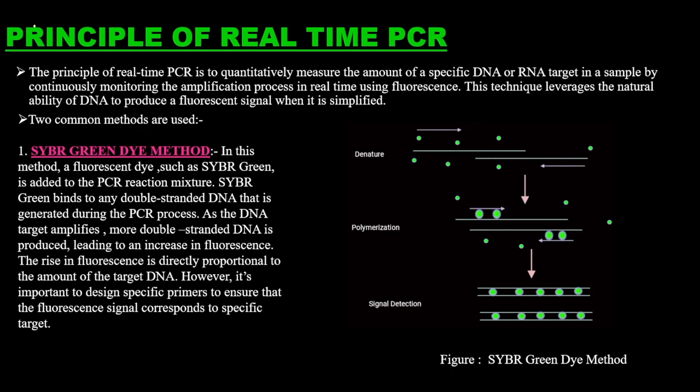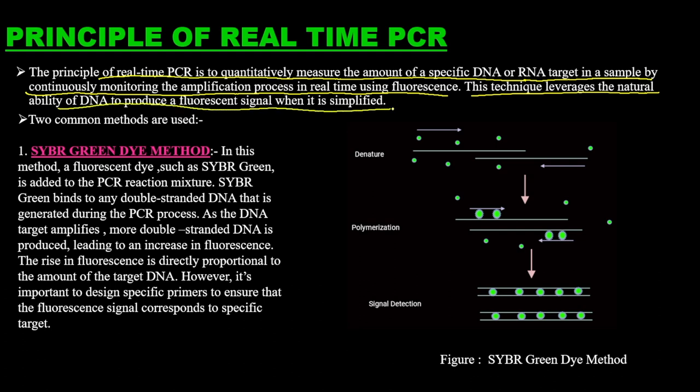Now, what is the principle of real-time PCR? The principle of real-time PCR is to quantitatively measure the amount of a specific DNA or RNA target in a sample by continuously monitoring the amplification process using real-time fluorescence. This technique leverages the ability of DNA amplification to produce a fluorescent signal. There are two common methods being used. One is the SYBR Green dye method, another one is called the TaqMan probe method.